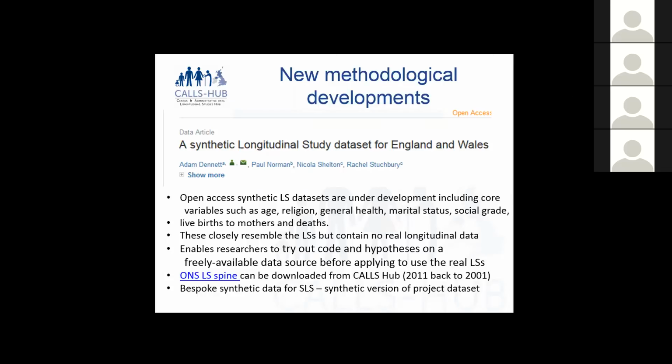Now these closely resemble the longitudinal studies, but they don't contain any real longitudinal data. And one of the values of this is that it enables researchers to try out their analysis, test hypotheses on a freely available data source before applying to use the real longitudinal study data. And it's also possible to apply now for bespoke synthetic data for the Scottish longitudinal study. So this gives you a synthetic version of the actual data set that you've applied to use to test analysis.